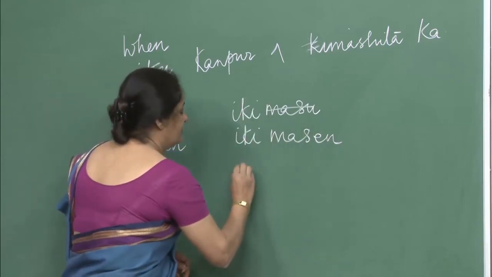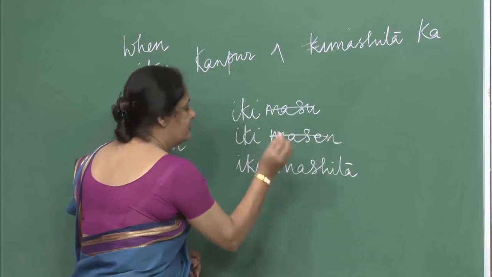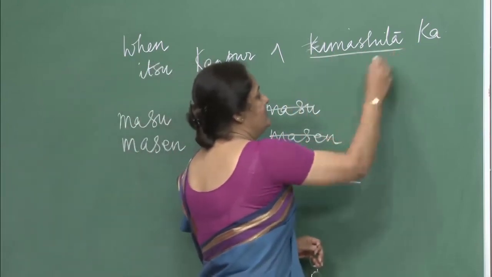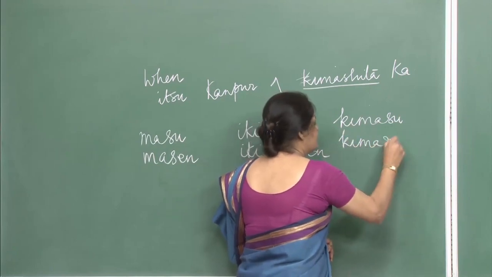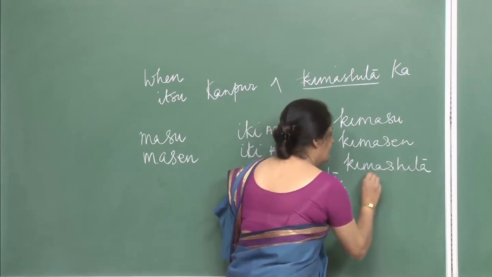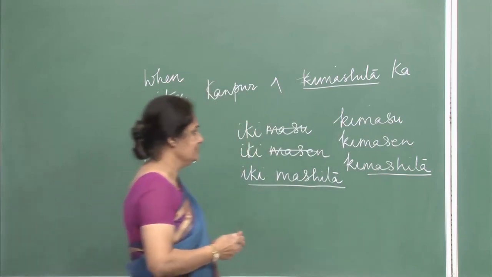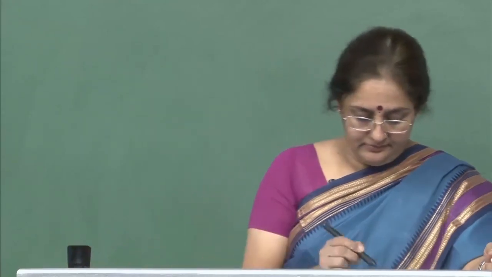Now, ikimashita. Remove the masen and put mashita for past tense. So, in a similar manner, kimasen and kimashita. This is past for to come. You can practice all the other verbs as well in a similar manner. So, over here, this is what we are going to do today. We are going to practice verbs in past tense.